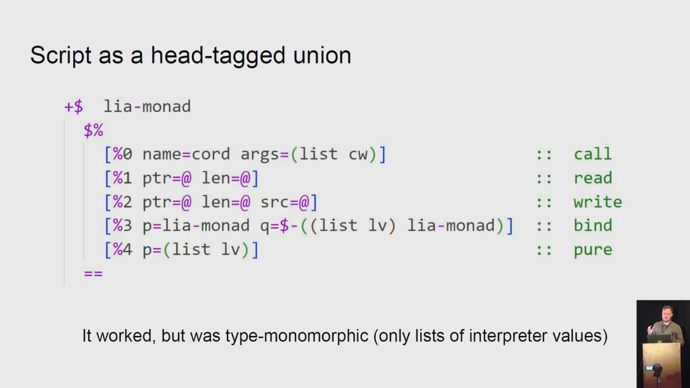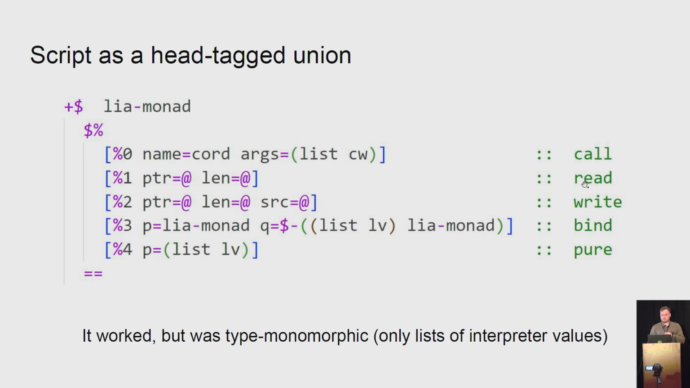The first idea was to have a head-tag union, where every piece of the script is a cell, and the head of the cell is just a number from 0 to 4, which encodes an operation that we're going to perform. The first 3 operations are basic WebAssembly operations, like we call a function with the name of the function and the argument list.